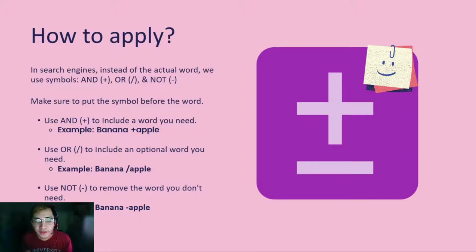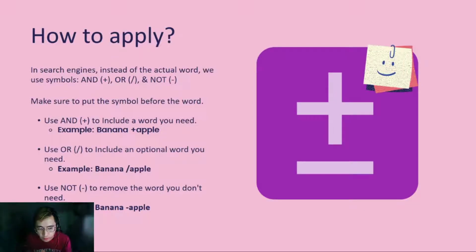For the second one, use or to include an optional word. It is like putting just a space between those two, banana and apple. The search engine may give you results with regards only to banana, or only to apple, or both. That's how we use or.